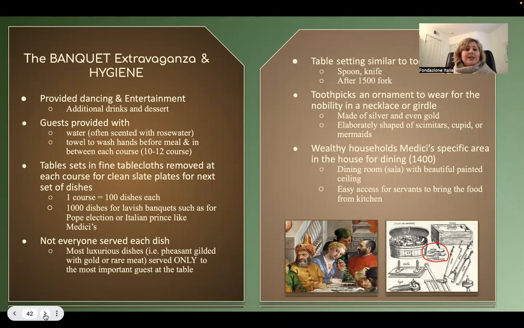However, there was also a hierarchy. There were a lot of courses, and there were a lot of dishes prepared for each course, but not every person got to enjoy the same dishes, because generally the most luxurious dishes, like peacocks, would be given to the most important people at the table.